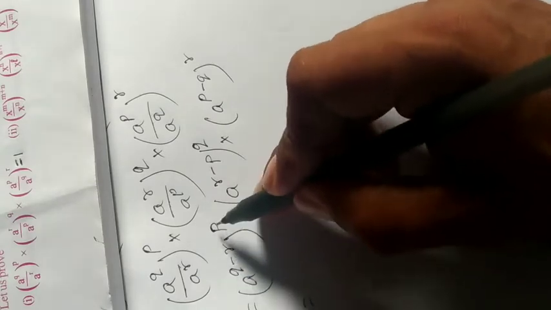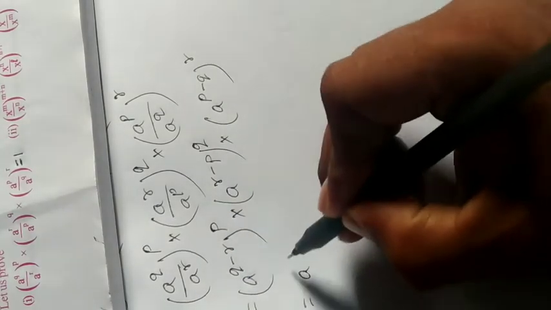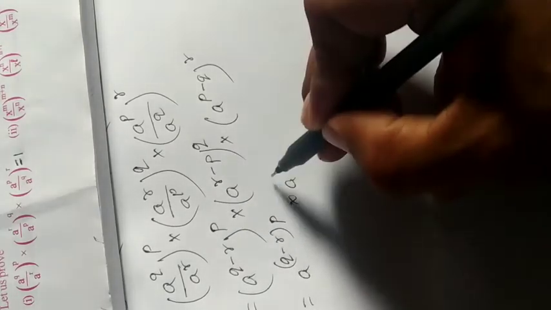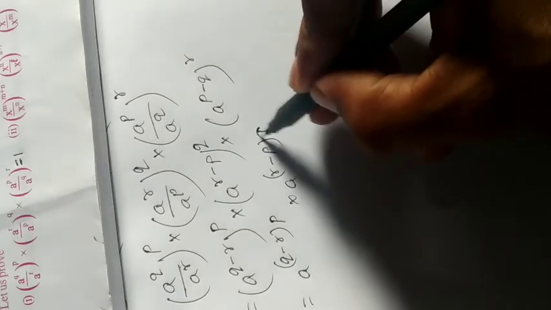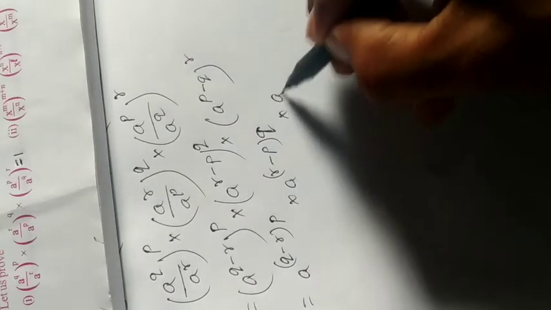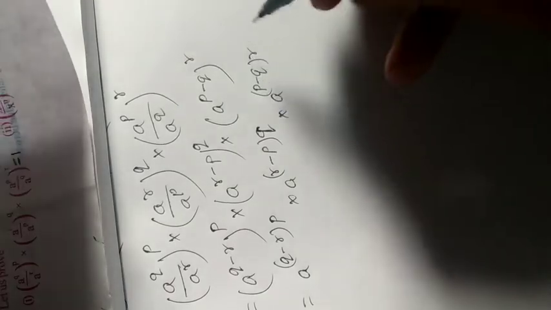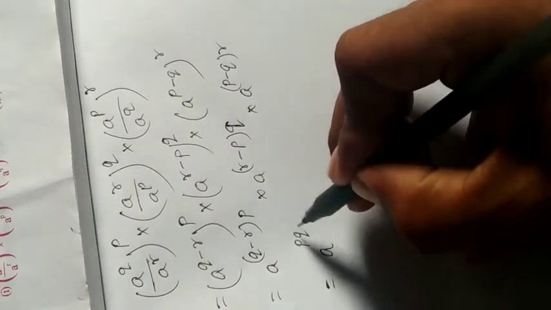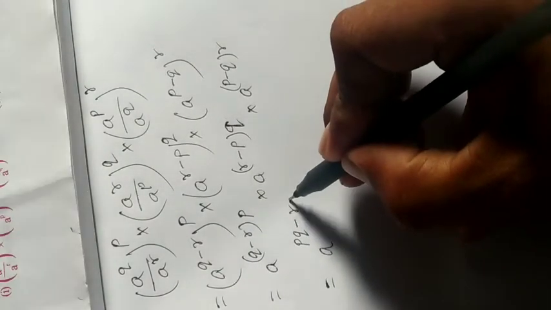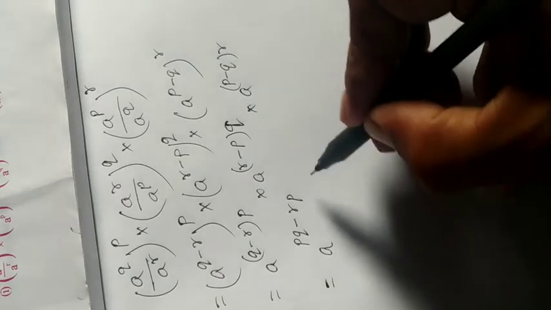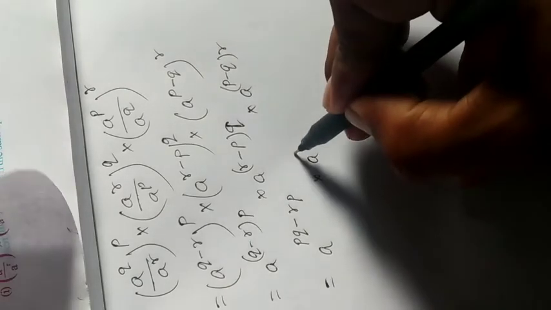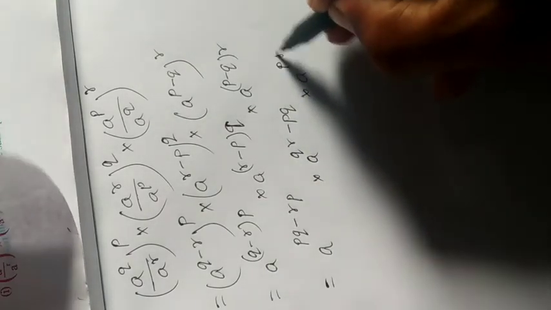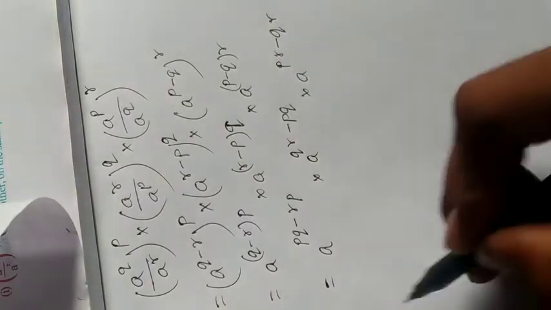We have to multiply both powers: a to the power q minus r into p, into a to the power r minus p into q, into a to the power p minus q into r. Now a to the power pq minus rp, a to the power qr minus pq, a to the power pr minus qr.